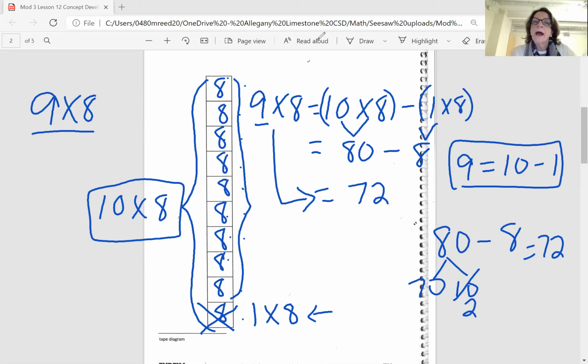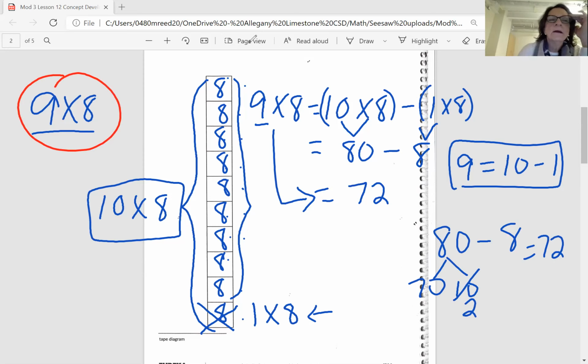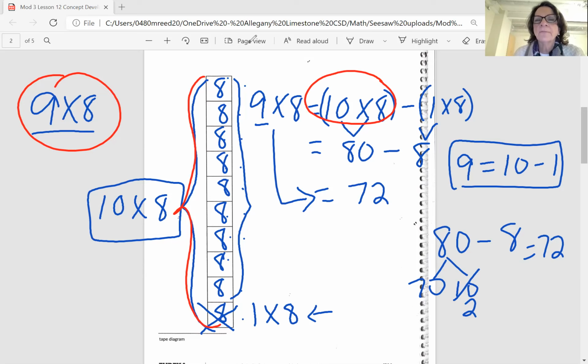So let's just go back and make sure we understand. I'm going to change my color here to red so you can see as we review. What do we want to find? We want to find 9 times 8. What do we have in our picture? All together, we have 10 eighths. This represents the whole picture, all 10 units of 8. What did we do? Well, we came down here and we crossed 1 eight off. So what do we do? We subtract 1 eight. This represents the one we crossed off. This represents the whole picture.